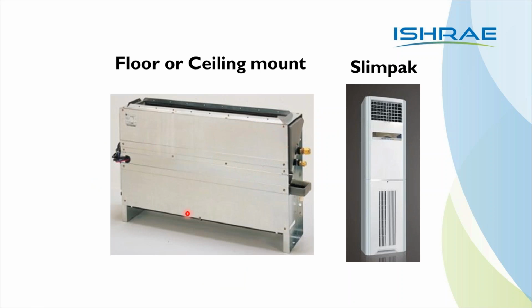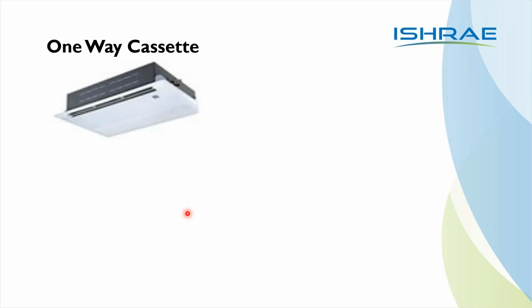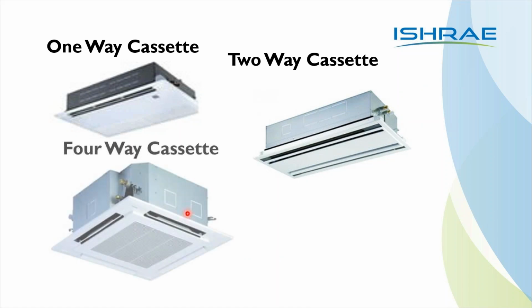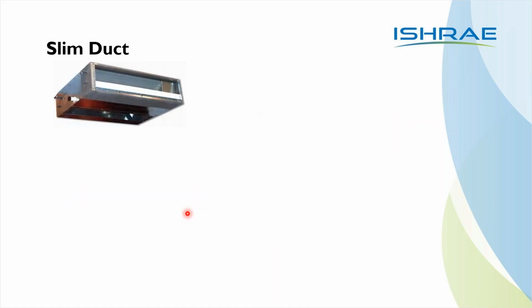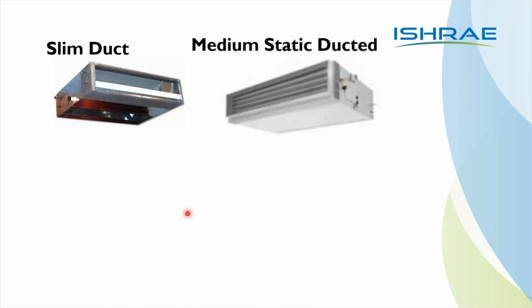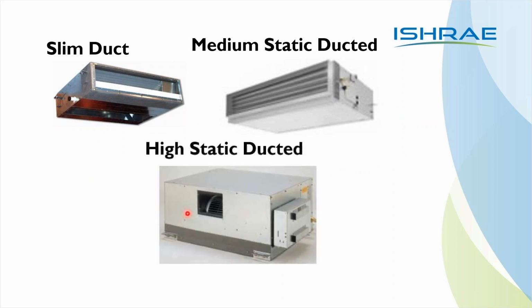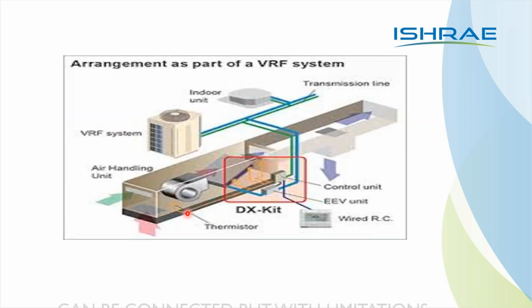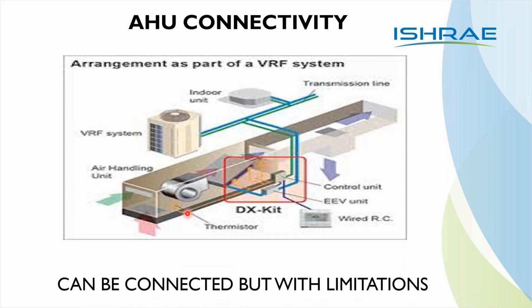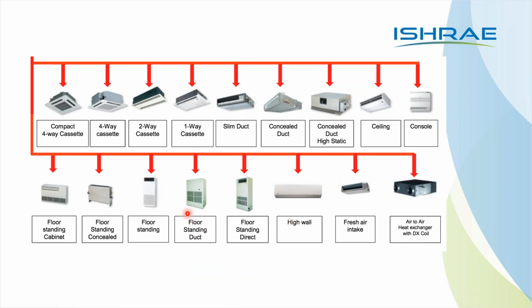So then we have something called a slim pack, which is called the tower model. Then you have one-way cassette, you have two-way cassette, you have four-way cassette, you have slim duct, you have medium static ducted, you have high static ducted. Then you can have AHU connected, but again with limitation. These again, you can have fresh air intake. The slide I had already shown in my previous presentation.